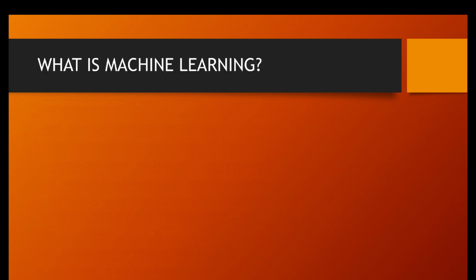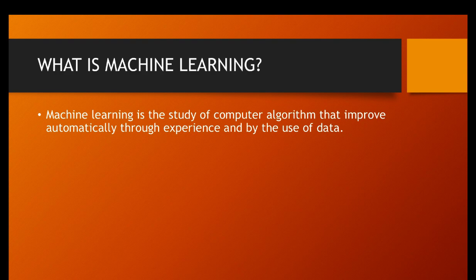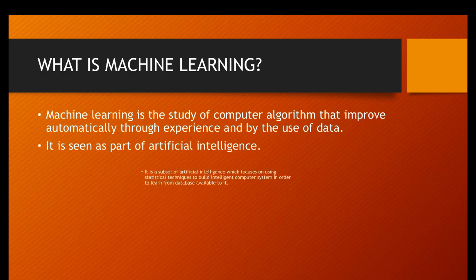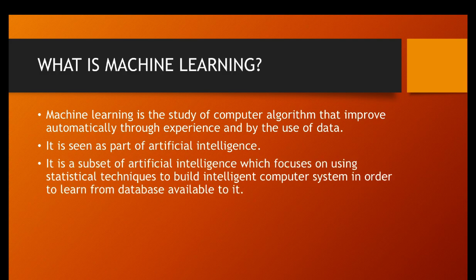So, what is machine learning? Machine learning is the study of computer algorithms that improve automatically through experience by the use of data. It is seen as part of artificial intelligence, and also it is a subset of artificial intelligence which focuses on using statistical techniques to build intelligent computer systems in order to learn from the database available to it.